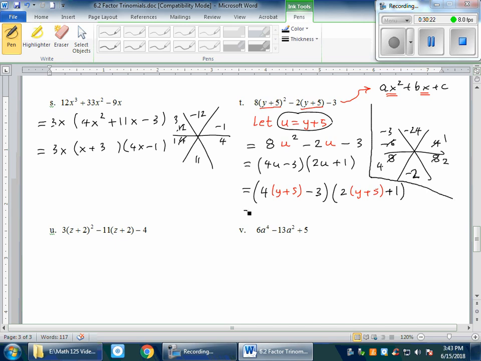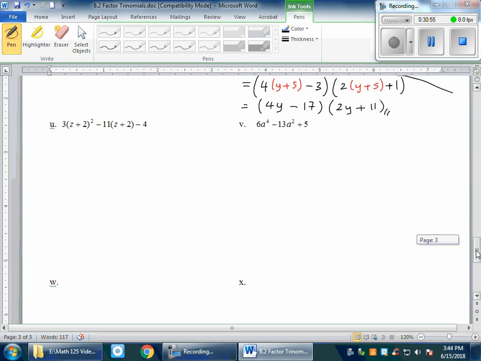And then finally, to finish up my answer, distributing 4, that will become 4y. 4 times 5 is 20. 20 minus 3 is 17. And 2 times y is 2y. 2 times 5 is 10. 10 plus 1 is 11. And then this will be my final answer. So you basically distribute it and then simplify it to get the final answer. So this technique is very useful later on when we solve the reducible quadratic equations.